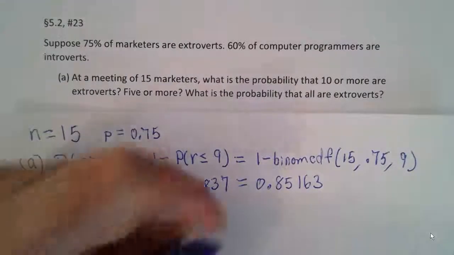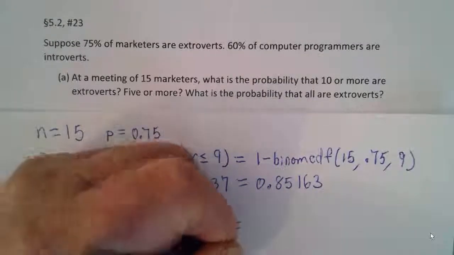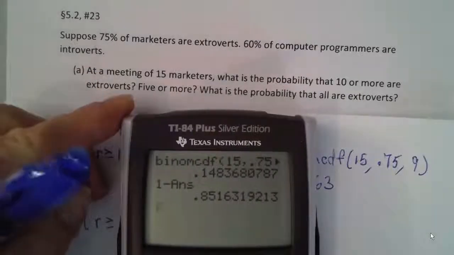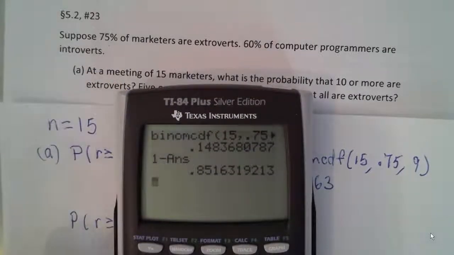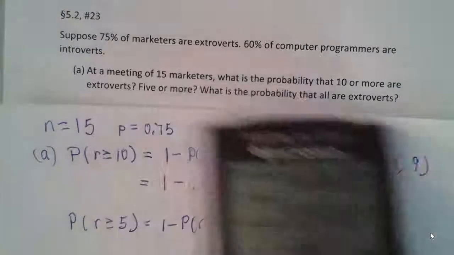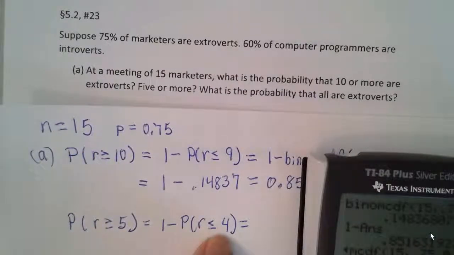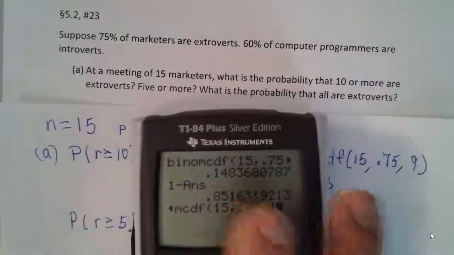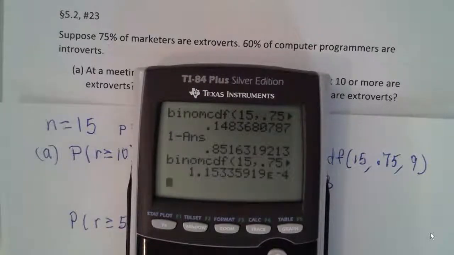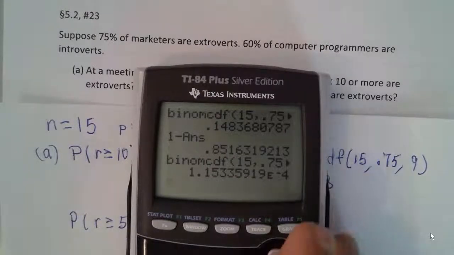1 less than 5, 4. And since the last thing we did with our calculator was a binomial CDF, we can do the second entry, do that twice to go back 2. Now we're interested in not 9, but 4 or fewer, and that's a very small number. 0.0001153.